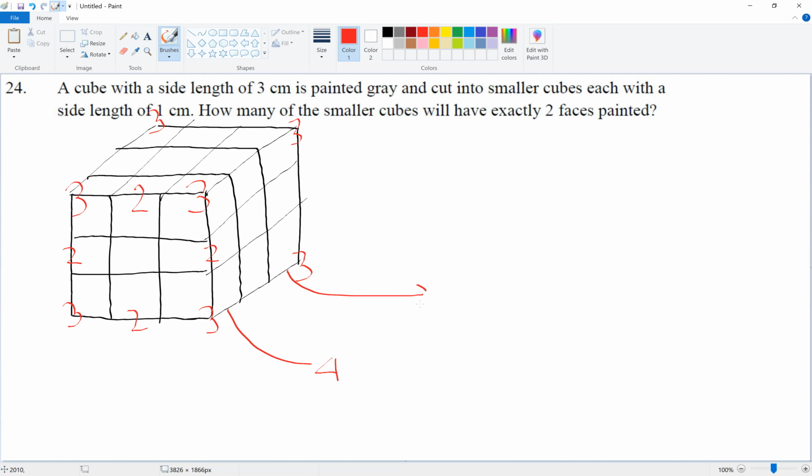Similarly, 4 would be on this layer. And how many on the middle layer? How many on this layer will have 2 sides painted? Isn't it also 4? Yeah. The total is 12.